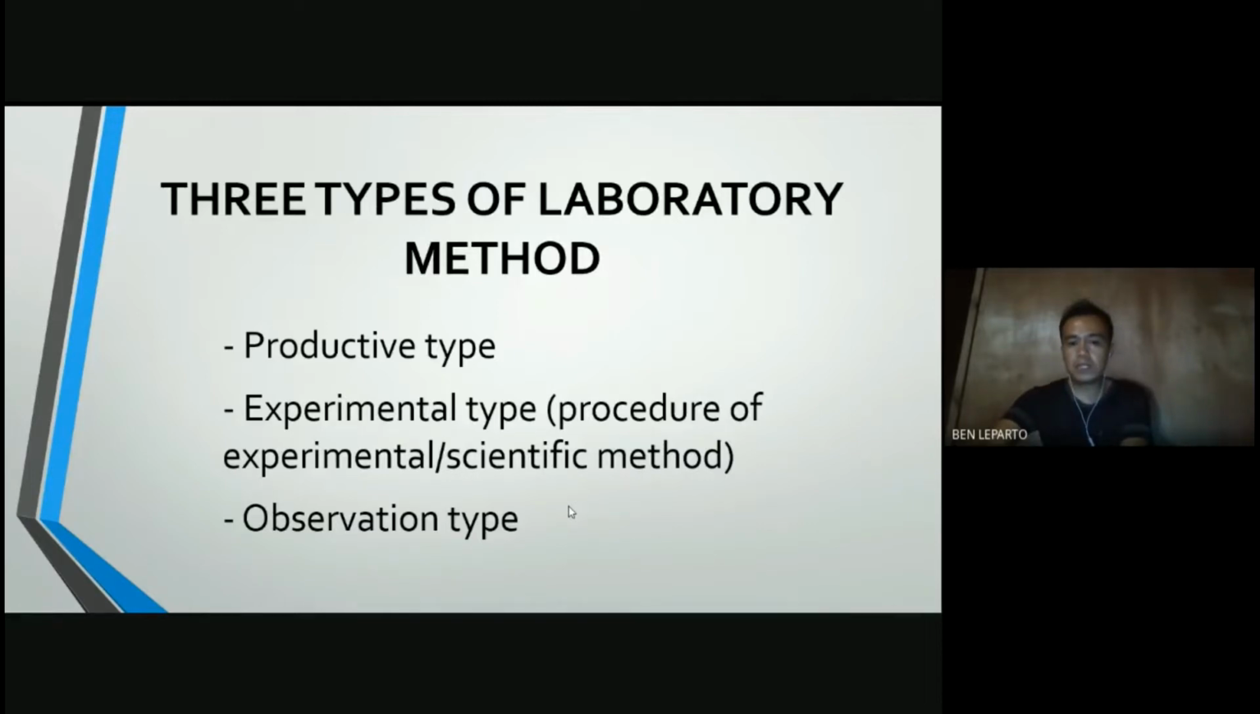If you say productive type, it means there will be a product as a result. If you say experimental type, one of the best examples is a scientific experiment. If you say observation type, it simply means that the students are simply observing what is happening in their surroundings. There are steps in the laboratory method. Number one, the students are to plan first, to execute, and to evaluate their problem.